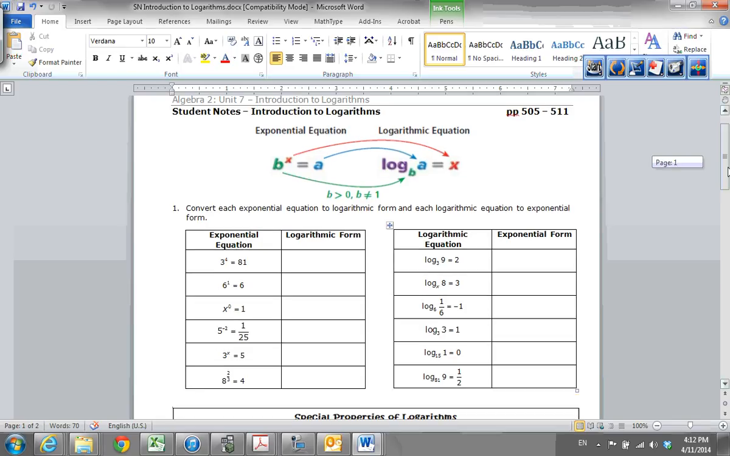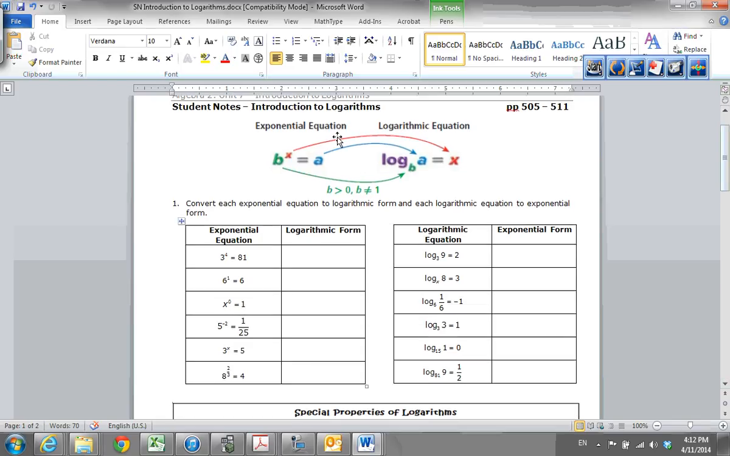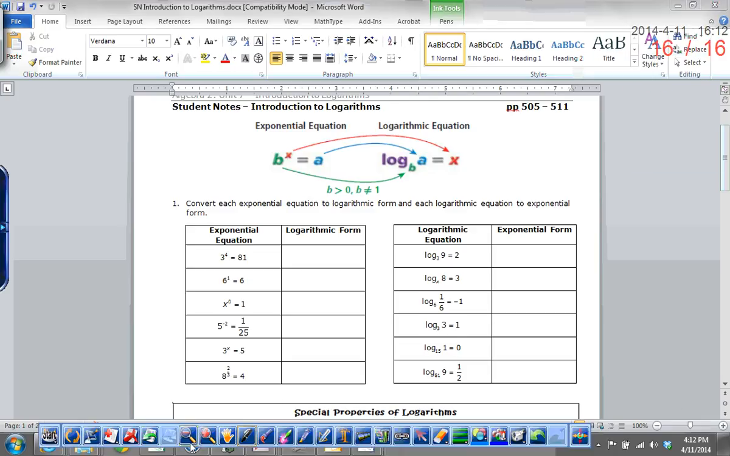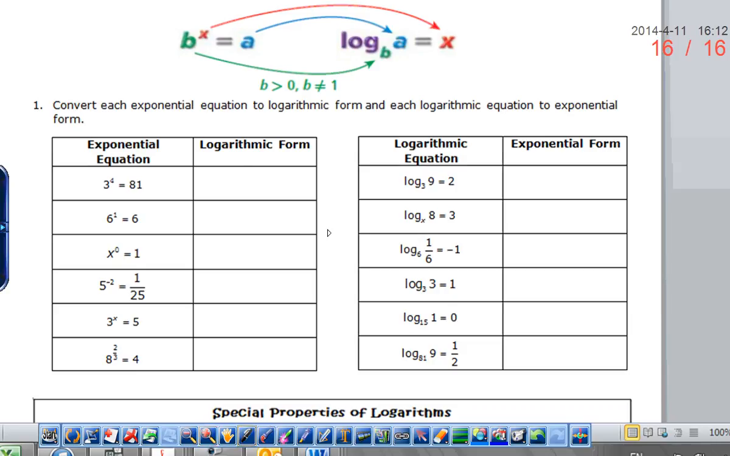Today in Show 2 Logs Day, please write this down. That's very important. That's how we're going back and forth between logarithmic and exponential form. We're going to do a bunch of converting, and hopefully by the end of it we get the gist and the hang of it. So we're rewriting this as log base 3 of 81 equals 4.